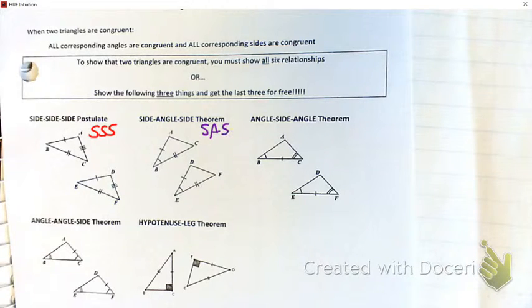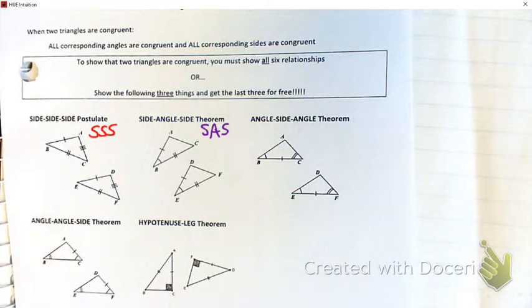The second one is called side angle side, and it's SAS. That is saying that if the side of one triangle is congruent to the side of another, and then an angle right after the side is congruent to an angle of another one, and then a side right after the angle is congruent to the other side, then all of those are congruent.